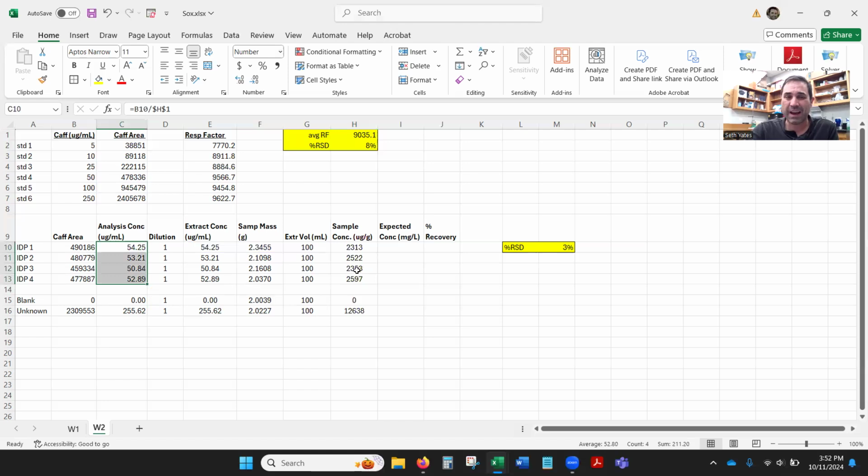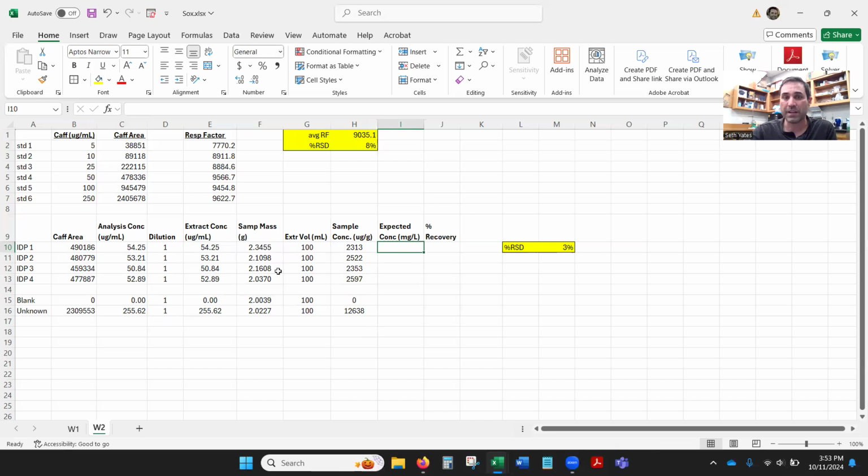So how do we get that to be an expected concentration in our sample in the end? And there are multiple ways to deal with this. Some people just go ahead and calculate percent recovery at the extract stage. So they would just insert here, say they all should have been 50, and we're going to calculate our percent recovery there. And you could also calculate your percent RSD based on that as well. And there's really nothing wrong with doing it that way.